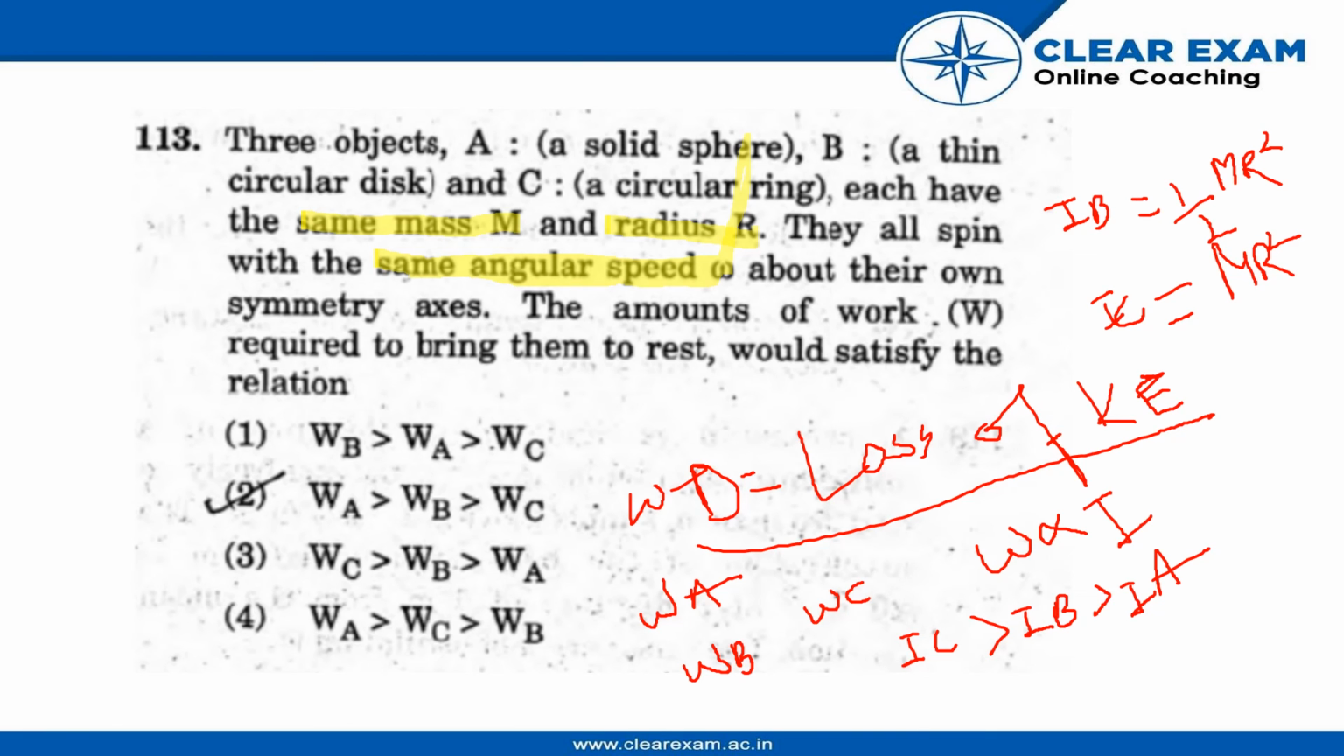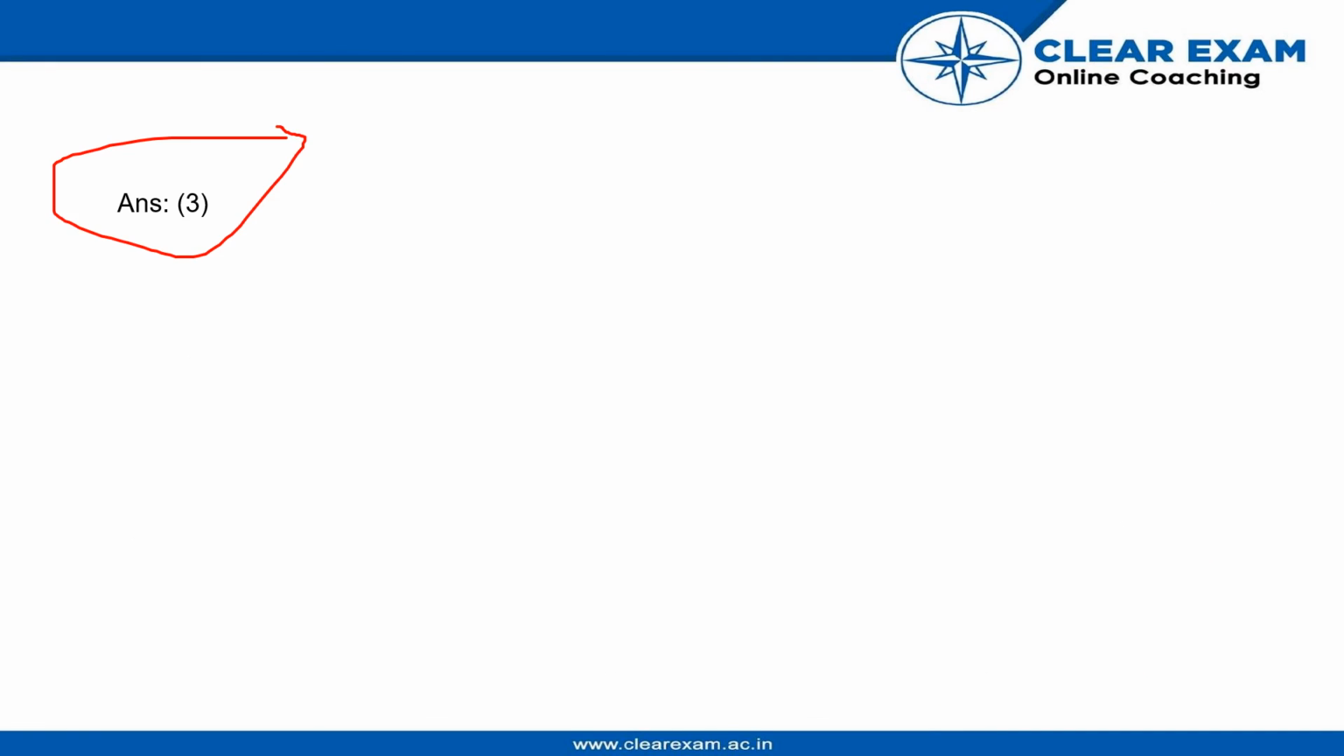So we know that W is directly proportional to I. So as IC is greater, WC will also be greater, then WB will also be greater, then WA. So this is our answer. We will see in the options. So option 3 is correct. So our answer is 3.